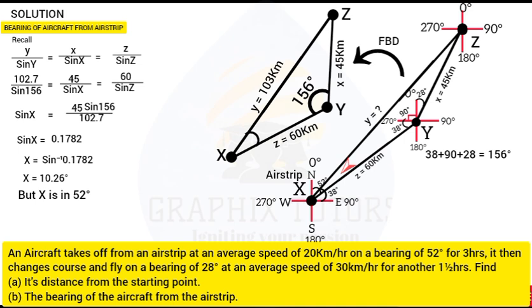What will I do? I'm going to subtract X from 52. And what's the value of X? The value of X is 10.26. So when I subtract 10.26 from 52, I'm going to have 41.7 degrees. And that will be the bearing of the aircraft from the airstrip. That means when you're standing at point X, at what angle you'll be looking at point Z. Is that taken? So that is what it means.